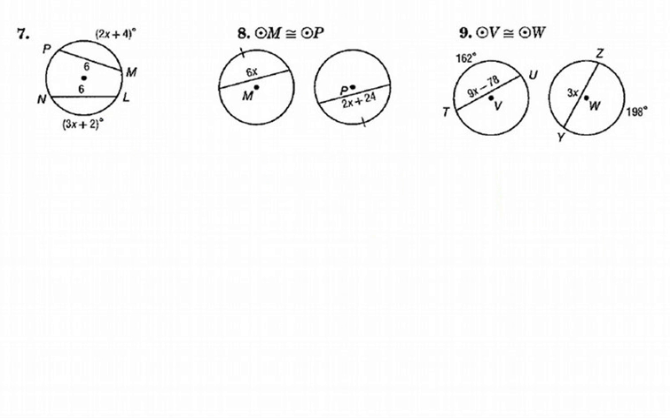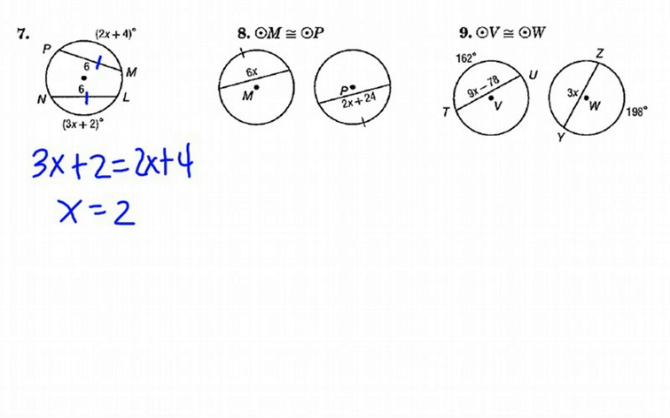Problem 7, these are both 6, so they're congruent. So I'm going to set those equal to each other, and x is 2. Number 8, I've got them in different circles, but the circles are congruent, so I can still use my appropriate theorems here. So I'm going to set 6x equal to 2x plus 24 because those arcs are congruent, and I get x equals 6.